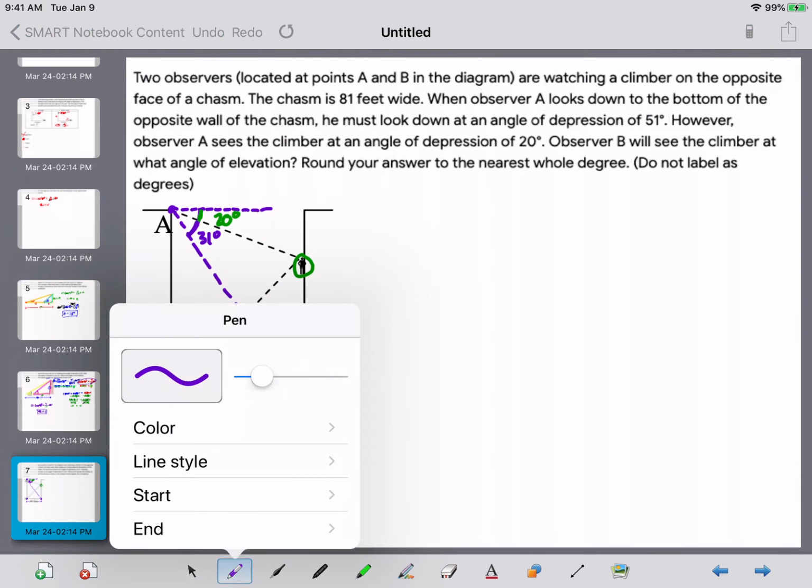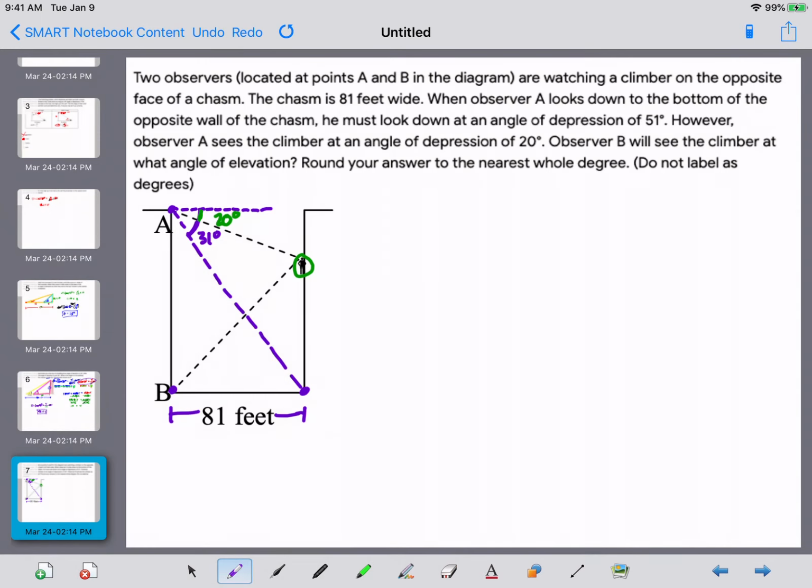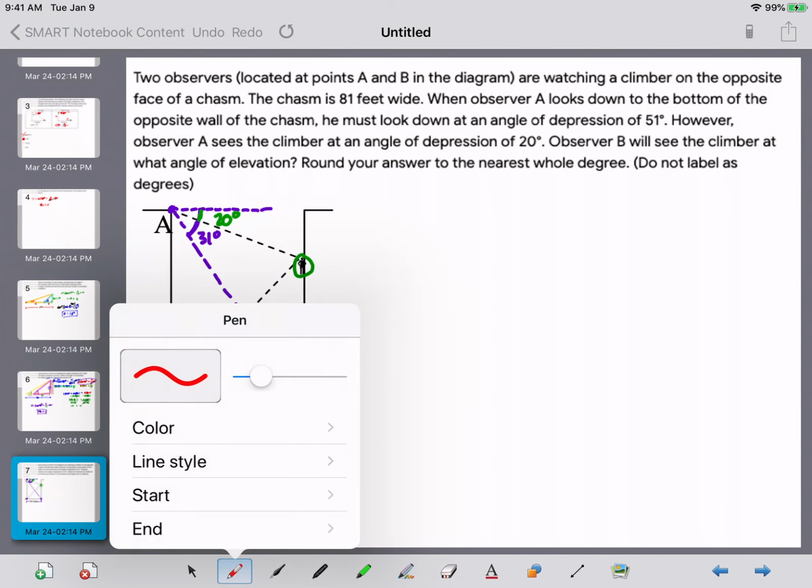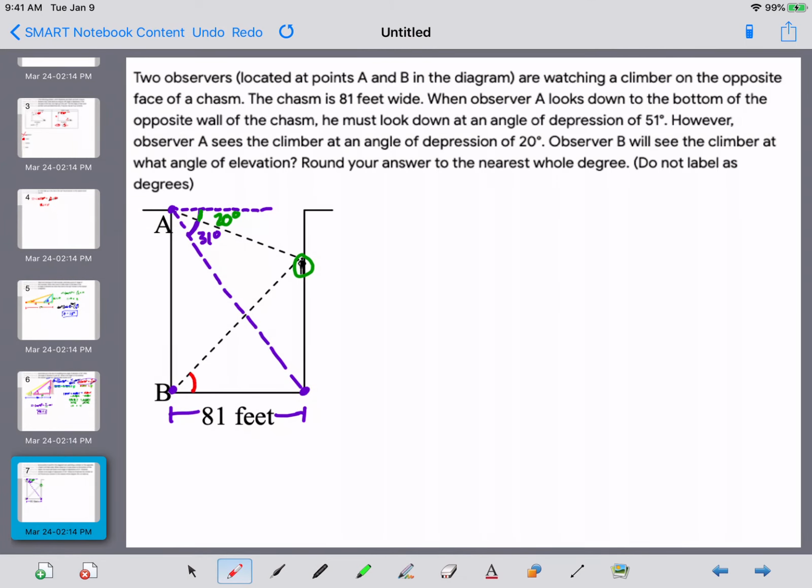All right, then they tell us observer B will see the climber at what angle of elevation? So I'm going to do this in a different color. We'll do this in red. We're trying to find this angle of elevation.